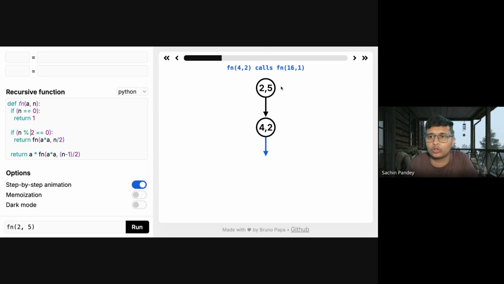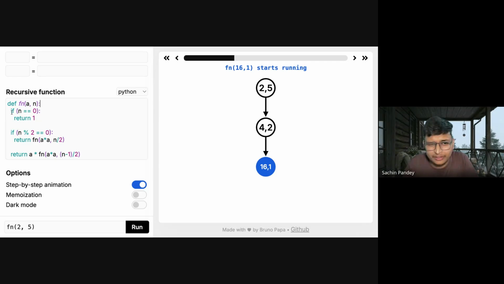A into a means 4 times 4, 16. 16 into n by 2. N was 2, so 2 by 2 will be equal to 1. See here, 4 times 4 is 16, 2 by 2 is 1, so 16, 1. Then we'll move ahead again. So a is 16, n is equal to 1.